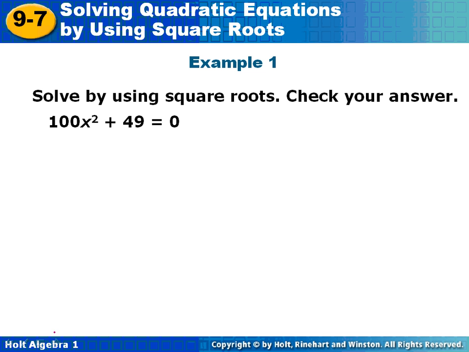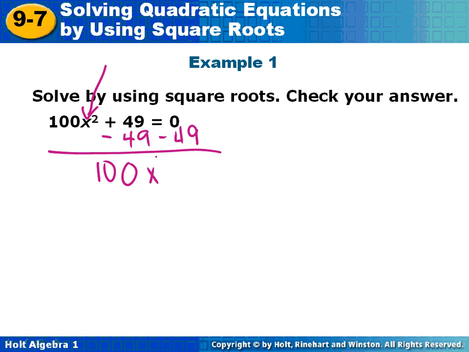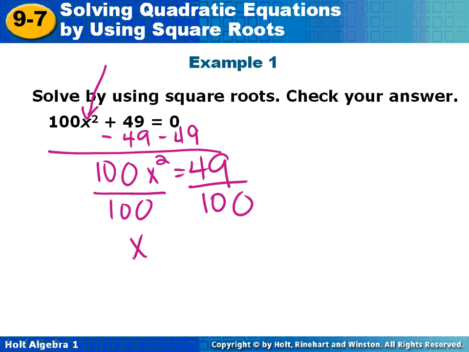We have 100x squared plus 49 equals 0. We're trying to solve for x squared. So I'm going to subtract 49 from each side. That leaves me with 100x squared equals 49. I need to get the x squared by itself, so I'm going to divide both sides by 100. I'm left with x squared equals 49 over 100. Now you see that 2 right there? That means that there are going to be two answers, most likely, one positive and one negative.